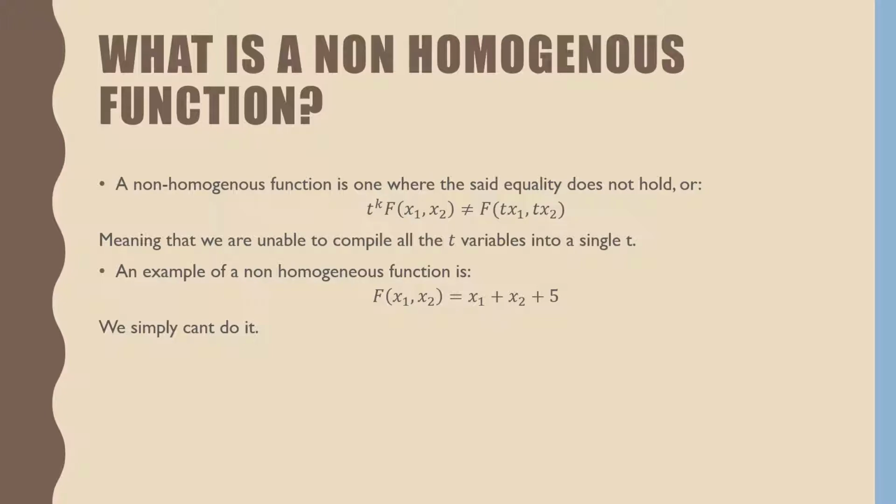Conversely, a non-homogeneous function is one where the following equality does not hold, meaning that we're unable to compile all the t variables into a single t. An example of a non-homogeneous function would be f of x1 and x2 is equal to x1 plus x2 plus 5. We wouldn't be able to pull off this procedure.